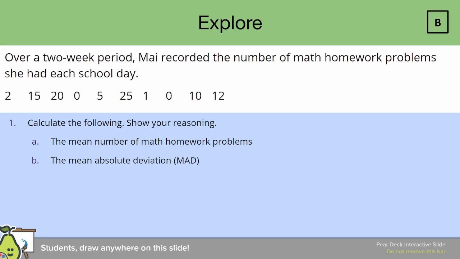Alright, welcome back. Let's read the story together. It says, over a 2-week period, May recorded the number of math homework problems she had each school day. 2, 15, 20, 0, 5, 25, 1, 0, 10, and 12. They're asking us to calculate the following and show your reasoning. The mean number of math homework problems and the mean absolute deviation, sometimes written as the MAD.